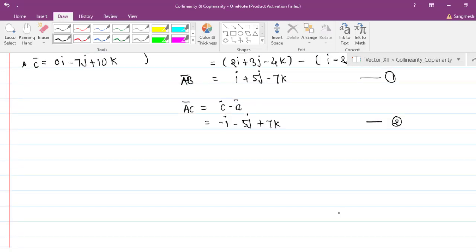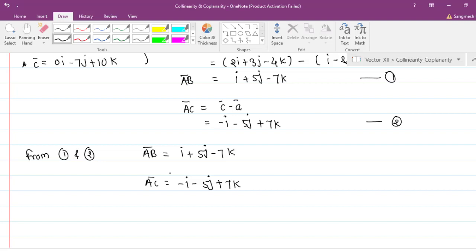Now from equations number 1 and 2, if you compare these two equations, you will see that AB bar is equal to i plus 5j minus 7k, and AC bar is equal to minus i minus 5j plus 7k. Can we have any relation between these two, AB bar and AC bar? Yes, what is that relation?